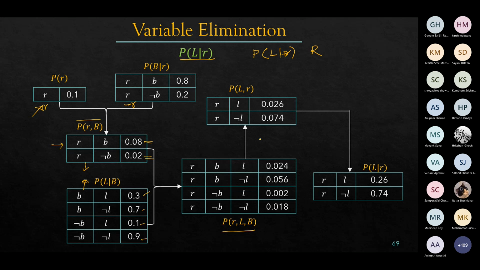Now, what we can do here is perform a sum out on B. If we perform the sum out on B, we get the joint distribution probability of L, R, which is this. Now, from the joint distribution, I can easily compute the conditional just by normalizing. We can get the conditional distribution.